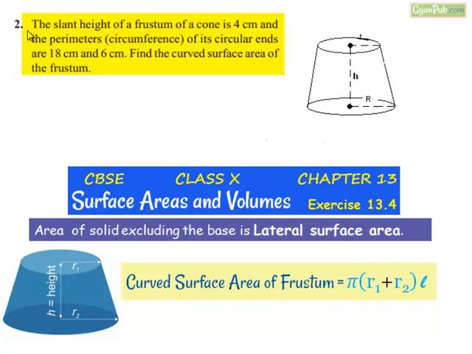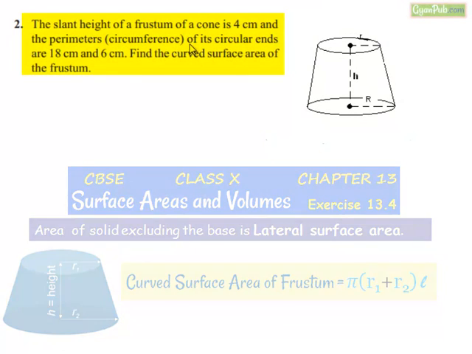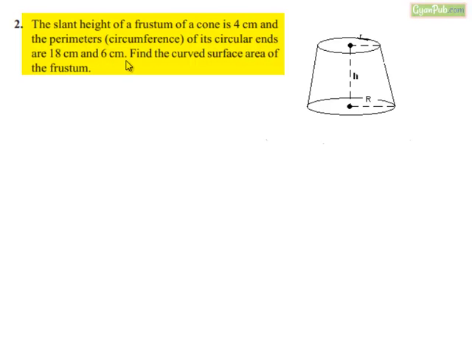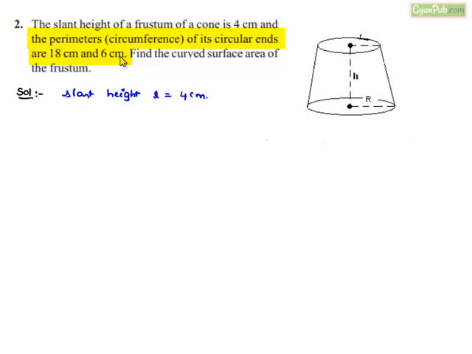Now coming to the second question, the slant height of a frustum of a cone is 4 centimeters and the perimeters, that is circumferences of the circular ends, are 18 centimeters and 6 centimeters. Find the curved surface area of the frustum. Now coming to the solution. Here he has given the slant height of the frustum. Let it be L is equal to 4 centimeters, and he has given the circumferences of the two ends, 18 centimeters and 6 centimeters, and asked us to find the curved surface area.